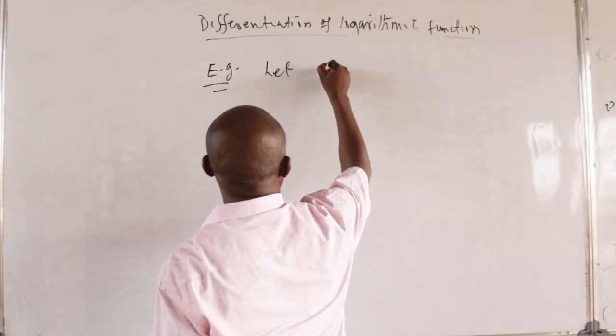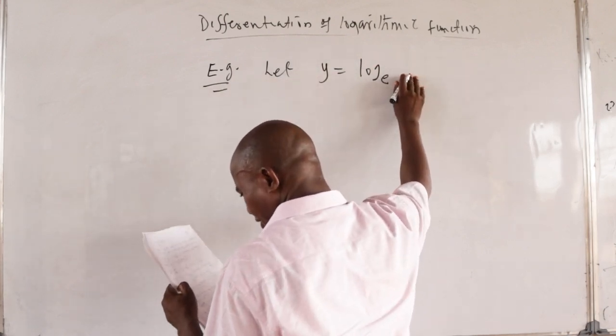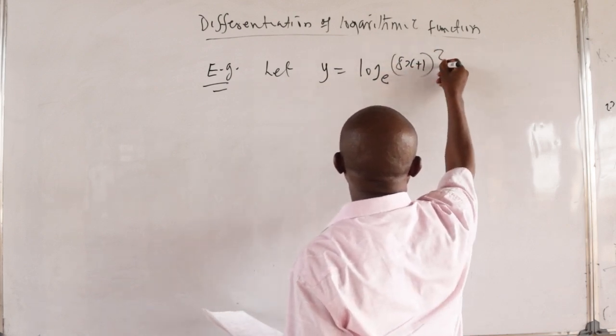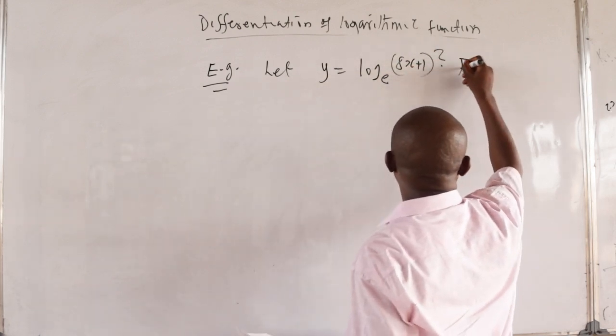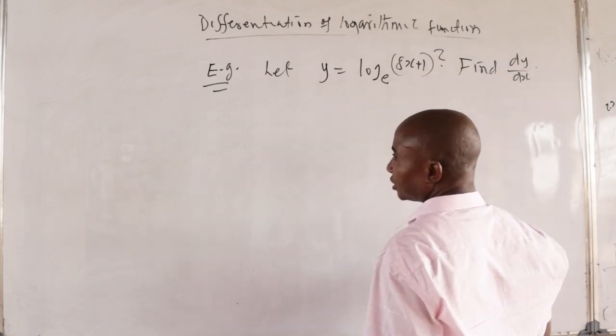Let me take y to be log to base e of (8x plus 1) squared. The question is find the derivative of y with respect to x.